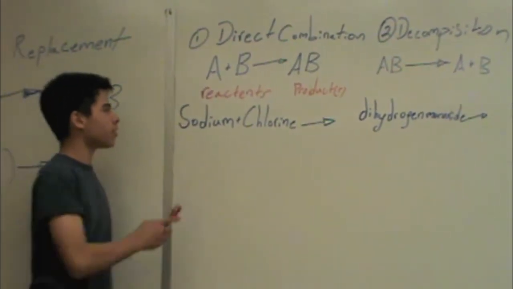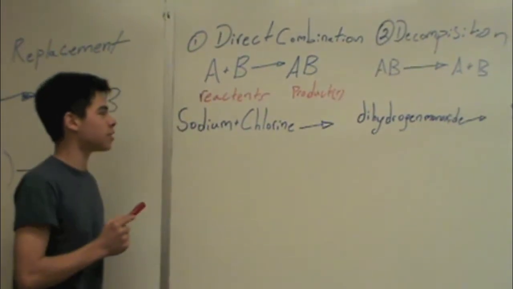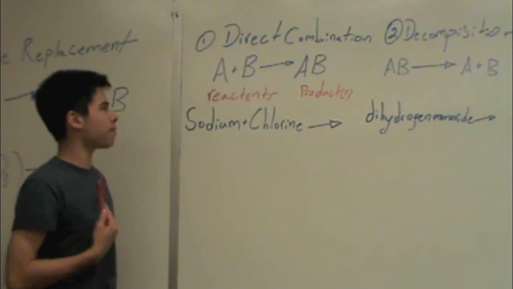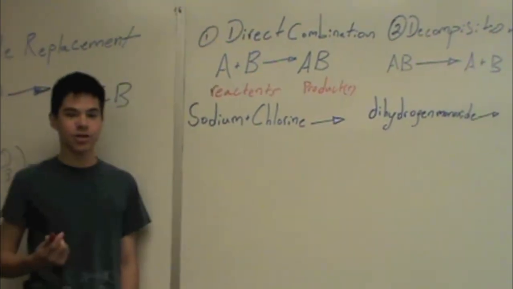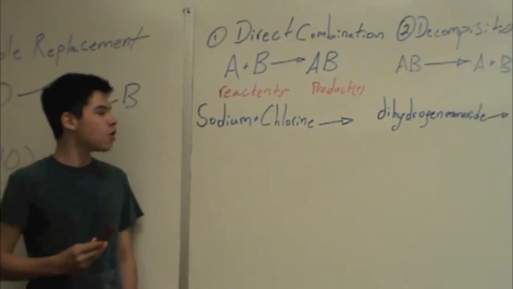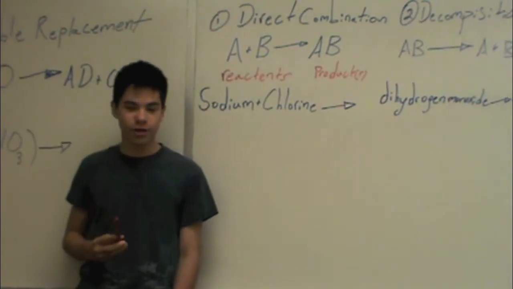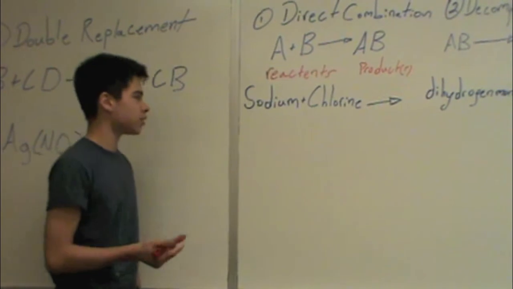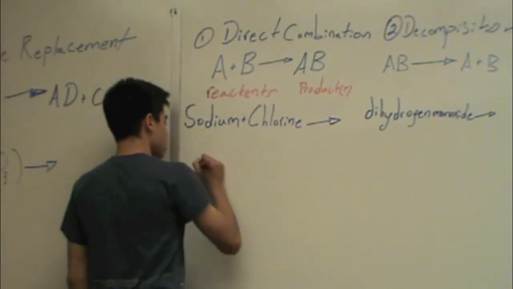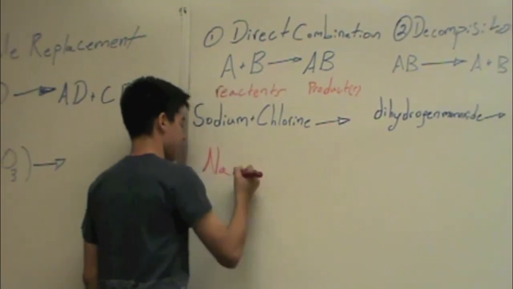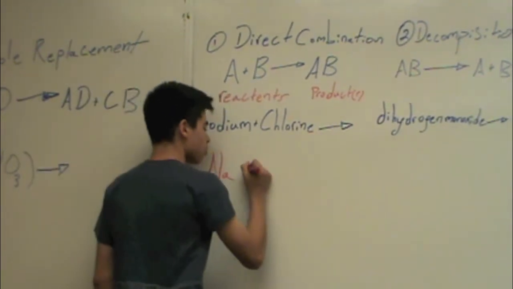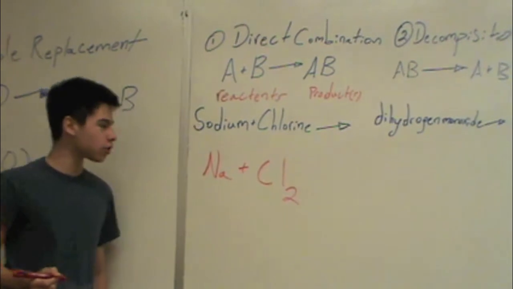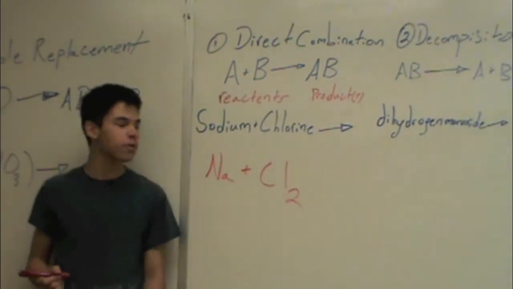So here are our reactants side of the equation, and here is our product side. In this conceptual representation of the direct combination reaction, you have A plus B yields AB. I hope you all know how to write molecular formulas because I am not including that. But in this reaction, we have sodium, which can be represented as Na, the atomic symbol, plus chlorine. Writing this reaction, we're going to write Cl2 because in nature, chlorine always occurs in diatomic form.